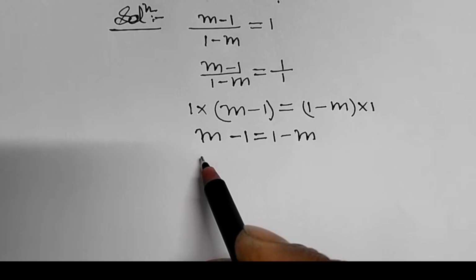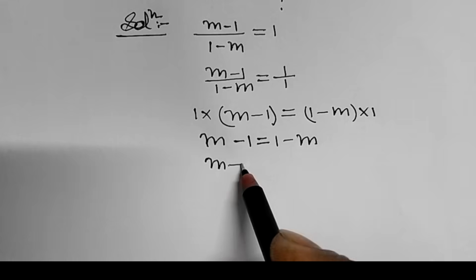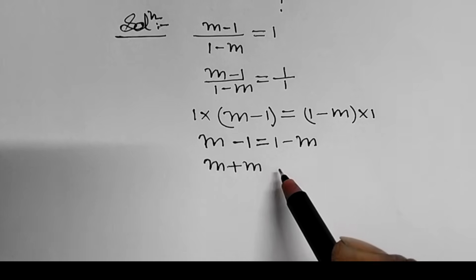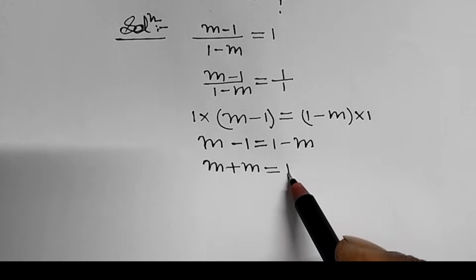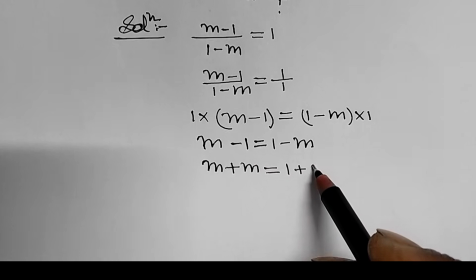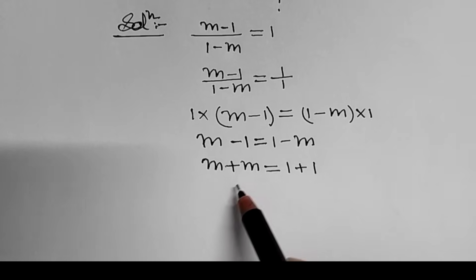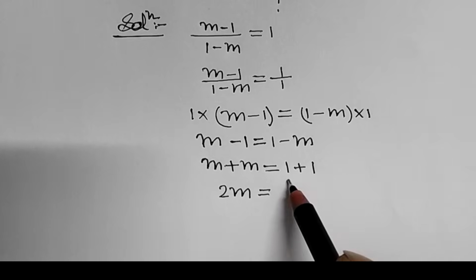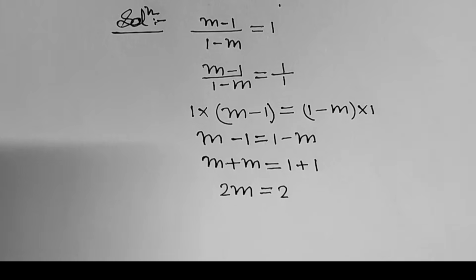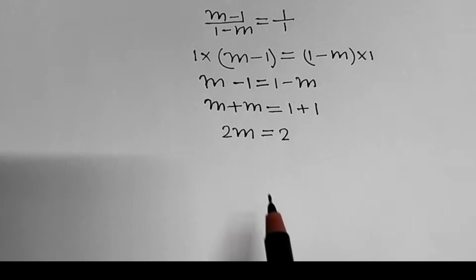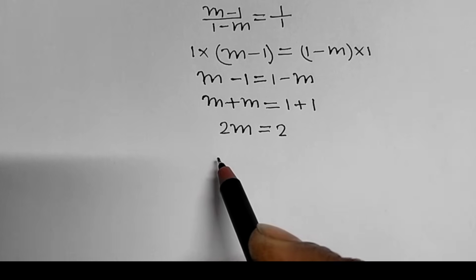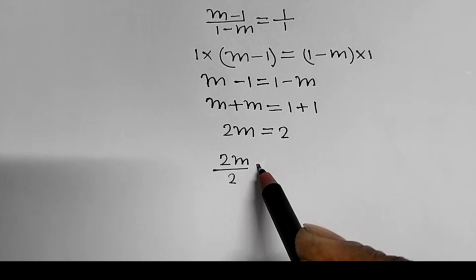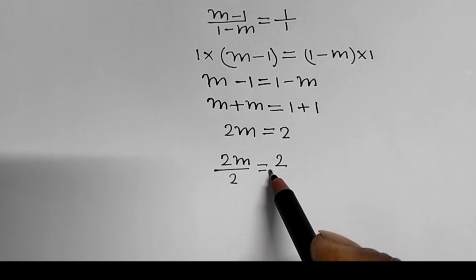Therefore m plus m, taking minus m to the left hand side, equal to 1 plus 1, taking minus 1 to the right hand side. Therefore 2m equal to 1 plus 1, that is 2. Now dividing both sides by 2. Therefore 2m over 2 equal to 2 over 2.